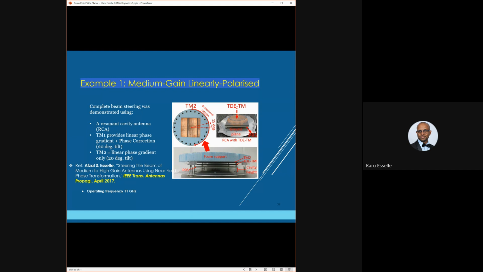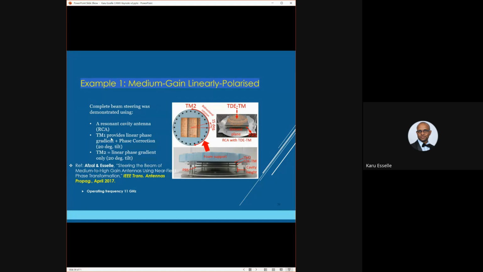So we need a phase correction metasurface to correct the phase, then the first metasurface to tilt the beam, and then the second metasurface to tilt the beam again. So you need three metasurfaces. But it turned out that you don't need three. You can combine two of them together.